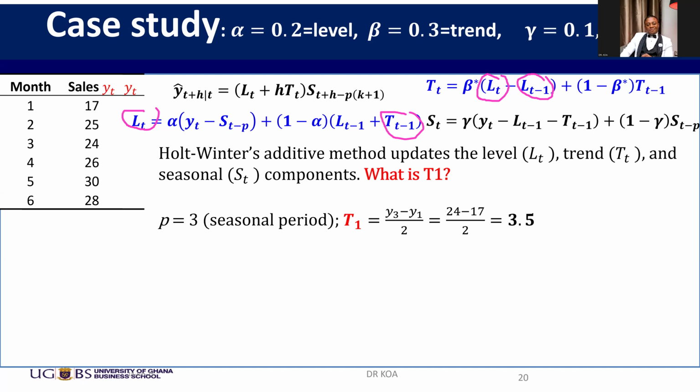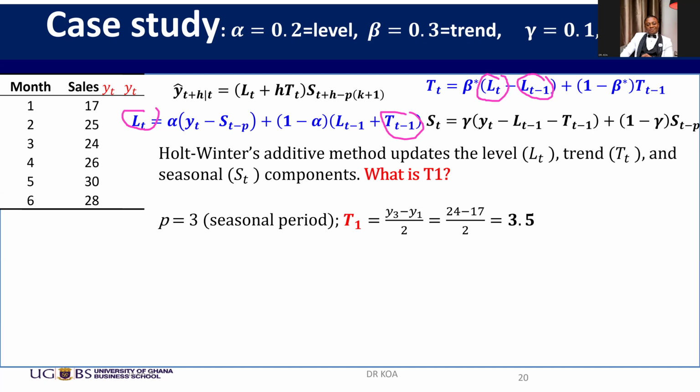Now, once you've gotten that, then you find the average of the seasonal period for the first one. So if you take the first 1, 2, 3, it is 17, 25, and 24 for the sales. Now you will take the difference between the last one and the first one: 24 minus 17. And you find the average of that, and that will give you 3.5. Now, this is going to be T1, or the trend for the first period.